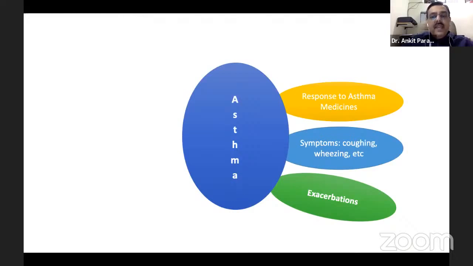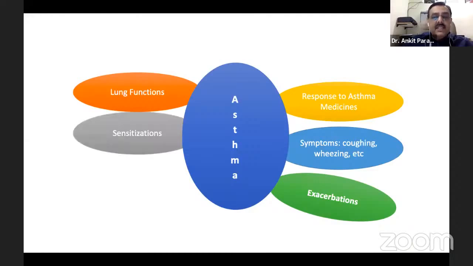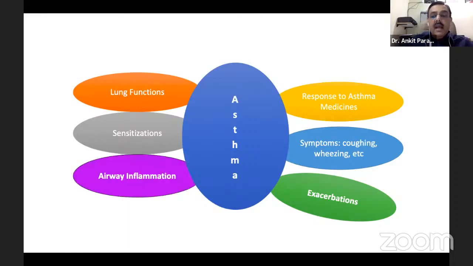Now, this is the usual way we have been looking at asthma, right? But there is also a set of things which can be done. Should we look at lung functions? Will it help us to understand things better? Should we look at sensitization or allergen sensitization, which will help us to understand what is actually driving this asthma, if this is actually allergic? And at the end, asthma is an inflammatory disorder. So will assessing lung function help to manage children better? Will it help us to fine tune our management better? Will it help us to decide things better?